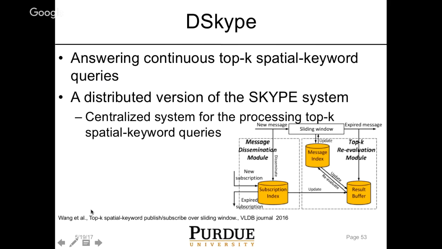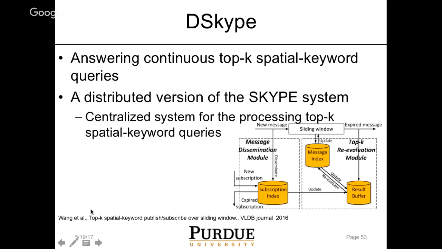There is another system called DSkype. DSkype answers continuous top K spatial keyword queries over data streams. This work is a distributed version of the Skype system, which answers this query in a centralized environment. This centralized system is structured as we see in this figure.